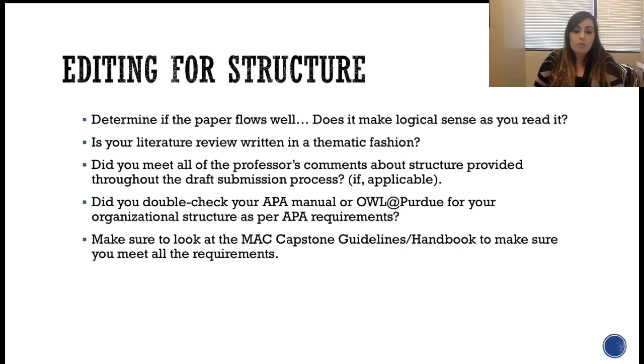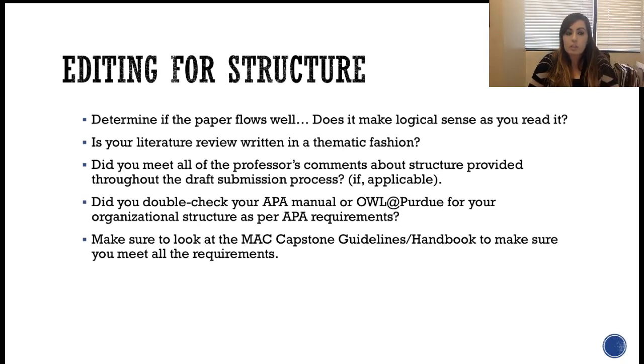So as we edit for structure, it's important at this point to look at your paper, compile all those drafts together, get all those transitions worked out, and then determine: does the paper flow well? Does this make logical sense as I read through it? Will this make logical sense to somebody that hasn't been involved with the paper intimately? Because remember, I'm giving you feedback, but I've also been there every step along the way with you, intimately involved in this process.